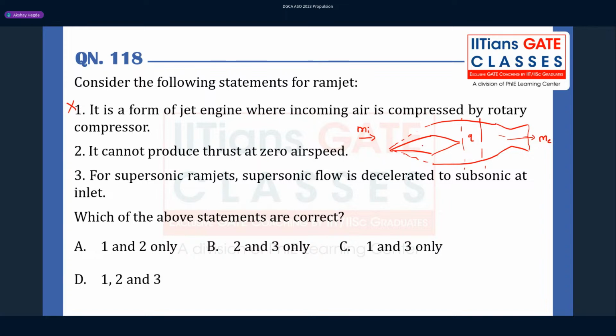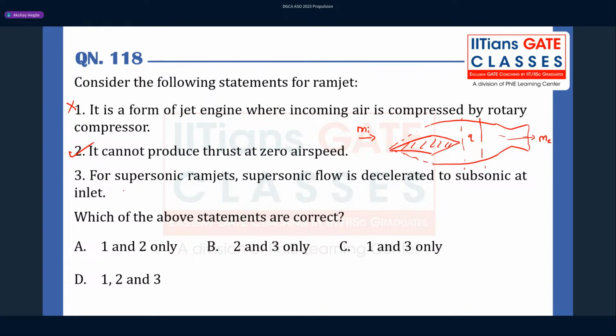That is true. Why? Because to start the ramjet, we have to get to an altitude and the speed at which it is operating by some other means, either carrying it in supersonic aircraft or launching it through some launch pads. So we have to provide that condition at which it can start. So it has no static thrust. So this statement is true.